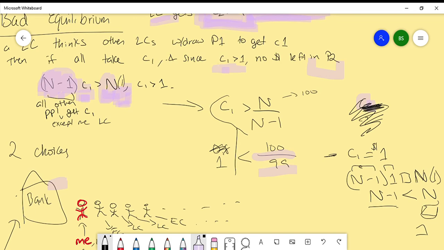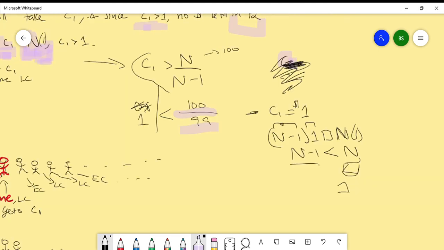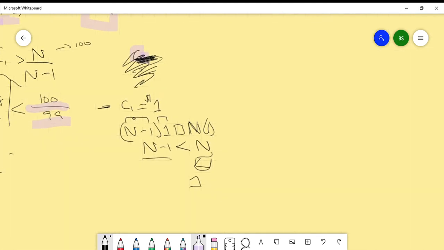Okay, but now if this C1 value wasn't actually 1, and if it was something like 2, and I'm only doing 2 because it's going to be a lot more extreme, compared to n if each person had been given $1.